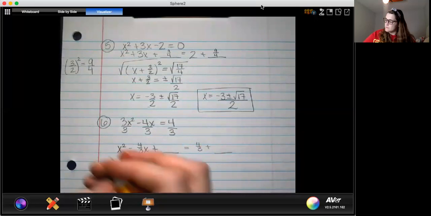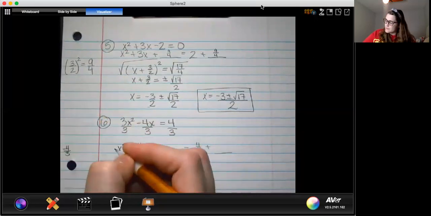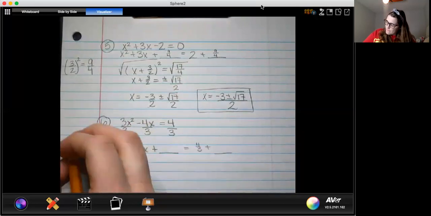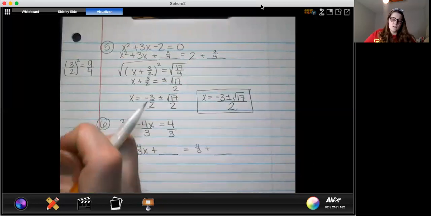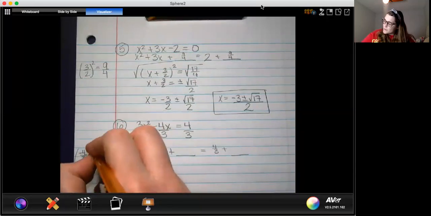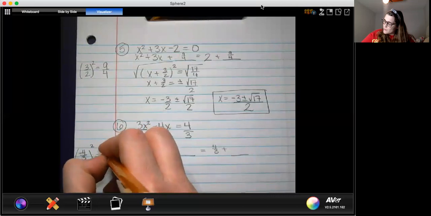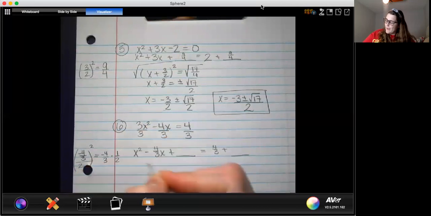Okay, well, negative 4/3 divided by 2 quantity squared. Well, we shouldn't divide a fraction by something else. We don't do that. We don't divide fractions by another number. We multiply by the reciprocal. So really, I want to think what's negative 4/3 times the reciprocal of 2, which is 1/2.